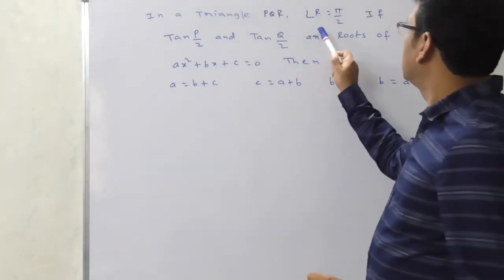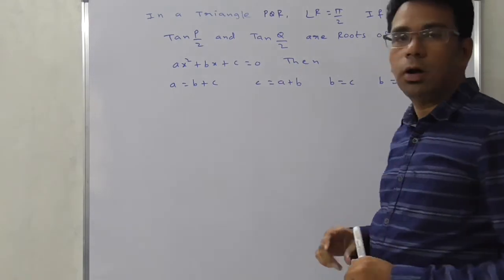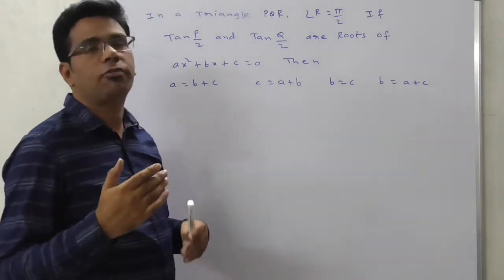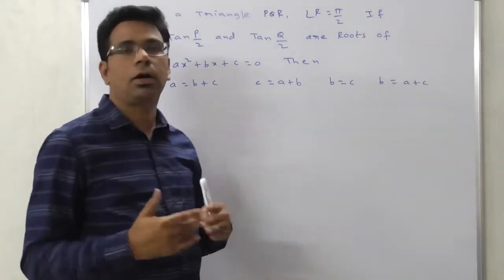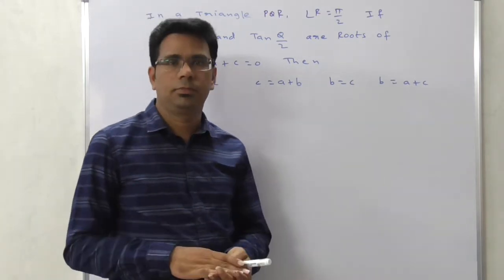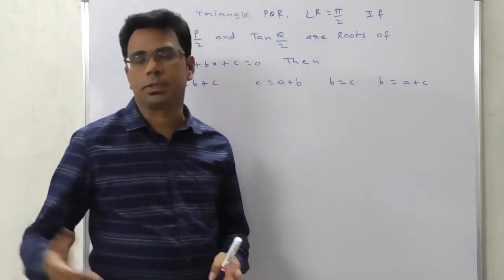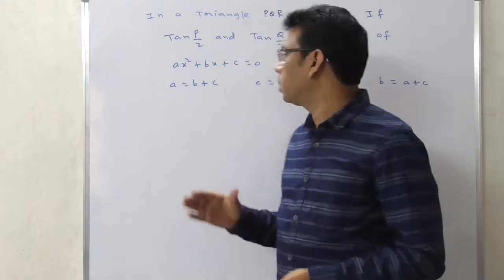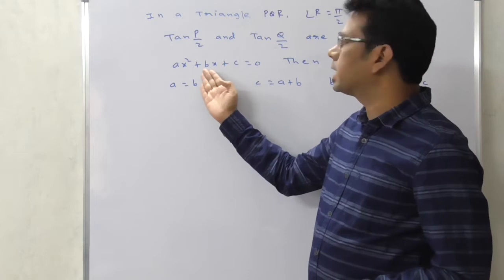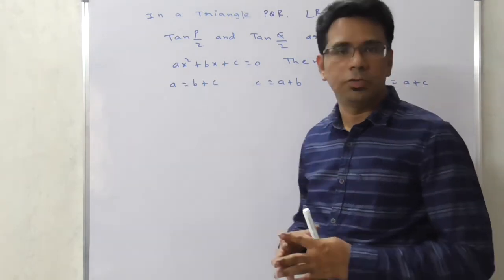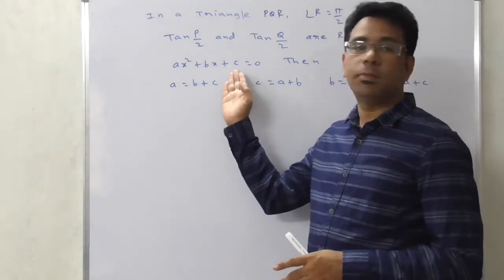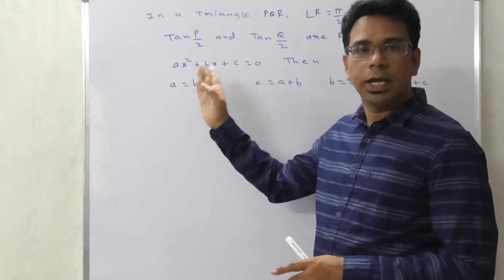So here, tan P/2 and tan Q/2 are roots of a quadratic, right? If alpha and beta are roots of a quadratic, you can write the sum of the roots as well as the product of the roots. So what is the sum of the roots? Yes, that is minus b by a. From ax² + bx + c = 0, the sum of the roots is always minus x coefficient by x² coefficient, right? What is the product of the roots? Very good. That is c by a, that is constant by x² coefficient.